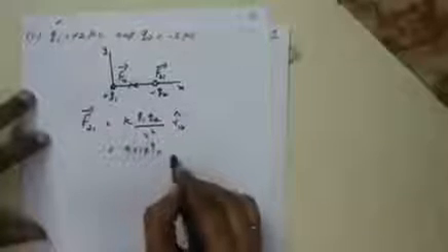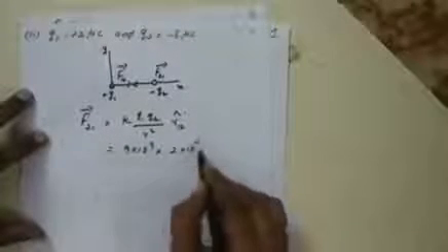So 9 into 10 power 9, Q1 is 2 into 10 power minus 6, Q2 is equal to minus 3 into 10 power minus 6, divided by 1 squared. So 2 3s are 6 and 9 6s are 54 into 10 power minus 3, and it is in the direction of minus. So minus Newton i cap. So the force acting on the charge Q2, F21, is acting in the negative i direction.